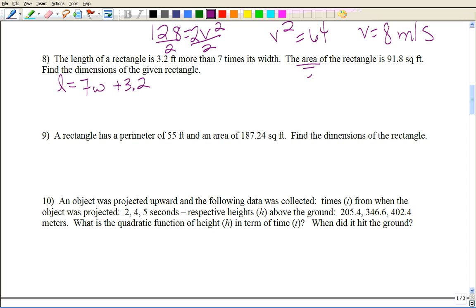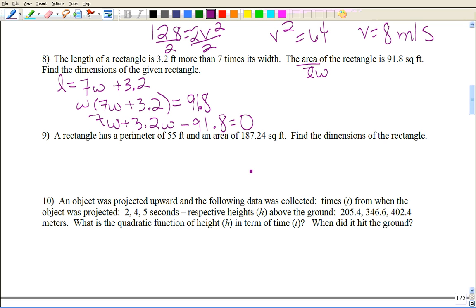Well, if the area is length times width, and the area here is 91.8 square feet, then if my length is 7w plus 3.2 and I multiply that times the width, that will be equal to 91.8. If I distribute this w, I'll get 7w squared plus 3.2w. And then if I subtract the 91.8 over, I get this quadratic set equal to 0.